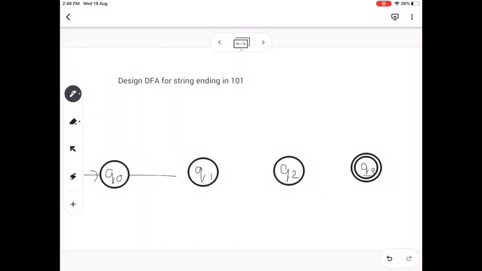Okay, so I'll draw for 1, 0, 1. Okay, don't forget to put these arrows. These arrows are very important. Without arrows, it doesn't have any significance. So marking the initial state is compulsory. Putting the arrows on the transition edges is compulsory. Okay. So 101 we have marked.